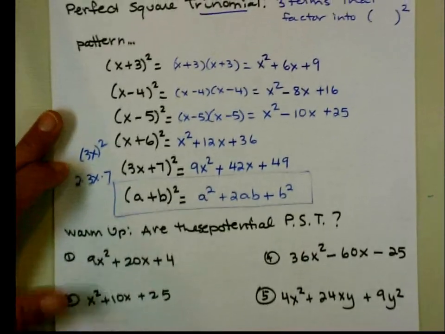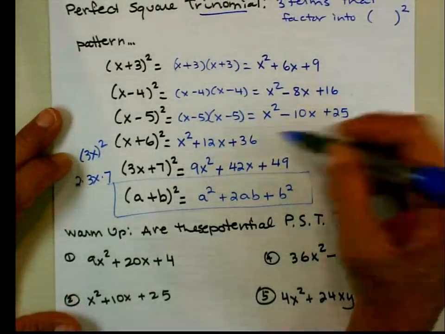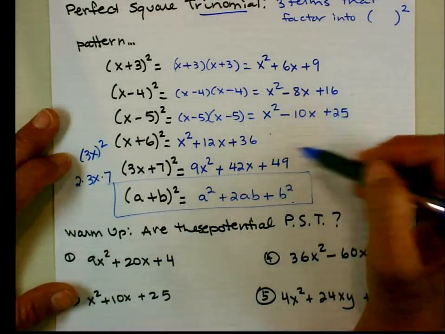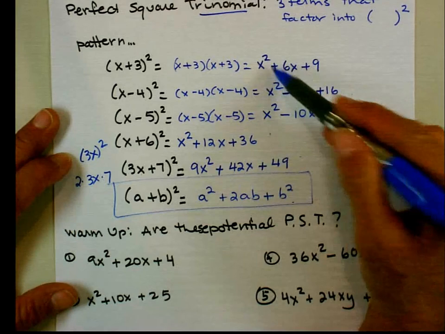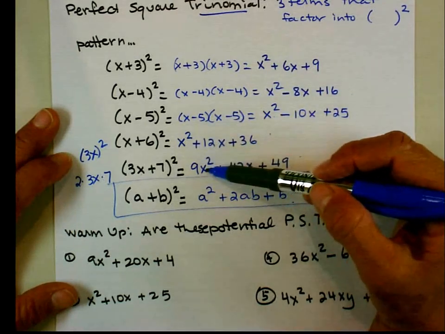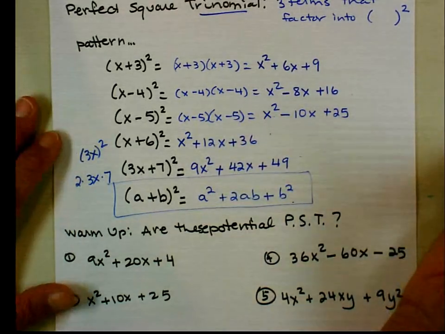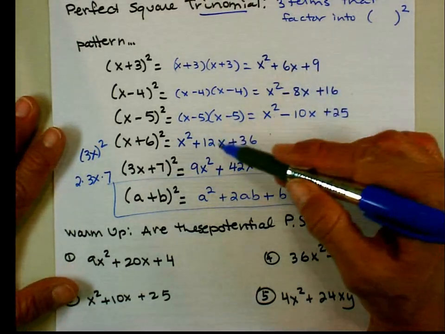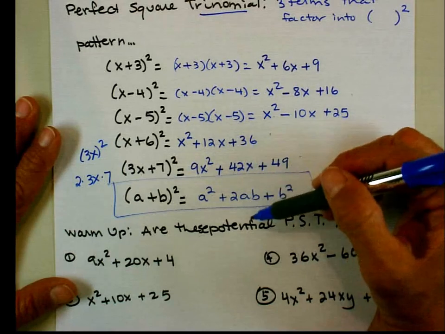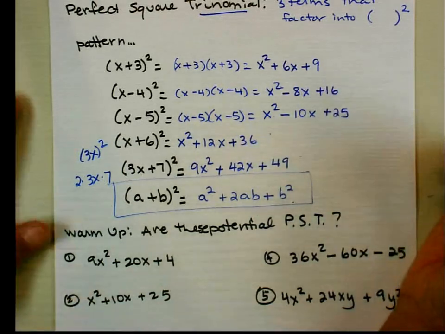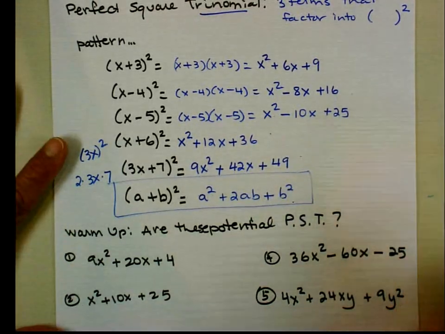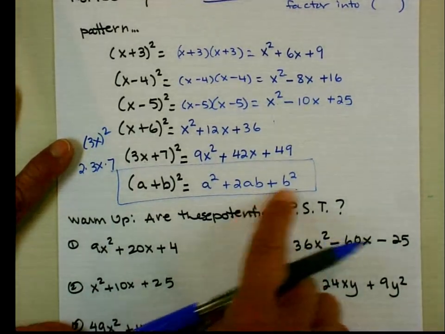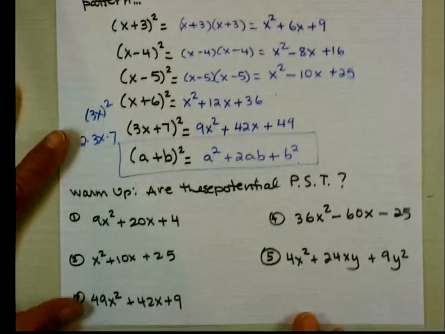Okay. So some things you might notice. The constant term in all of these is a perfect square, and it's always positive. The first term in all of these is also a perfect square, always positive. And then the middle term, well, there's not really much of a pattern other than it's even. Okay, so we could say it's even. The pattern that exists between the b and the middle term, we'll discuss that more too.